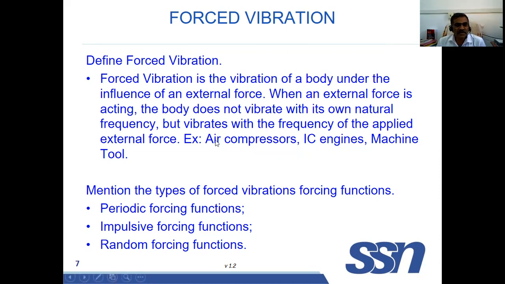For forced vibration, examples are air compressors, IC engines, machine tools, and so on. Based on the forcing function, it is classified into three: periodic forcing function, impulse forcing function, and random forcing function. Periodic forcing function is predictable and deterministic. In this topic, we are going to discuss periodic forcing function.